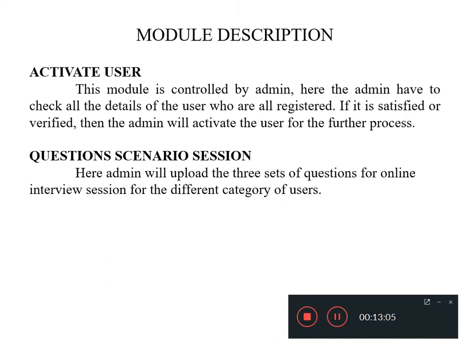Activate user: this module is controlled by admin. Here the admin has to check all the details of the users who are registered. If it is satisfied or verified, then the admin will activate the user for the further process. As I said, this is the second gateway entry. The registered candidates are viewed by admin. If the details are satisfied, the admin will activate the user. After that only, the OTP will be generated. With that OTP, the user needs to log into the second gateway to get into this application.